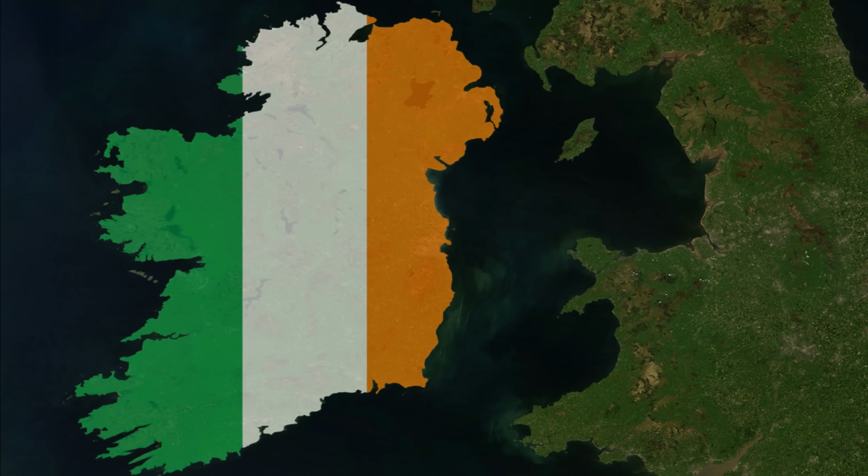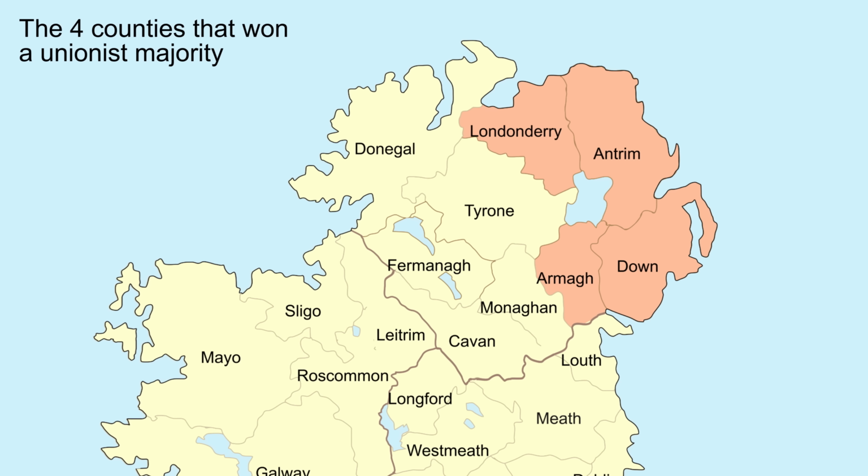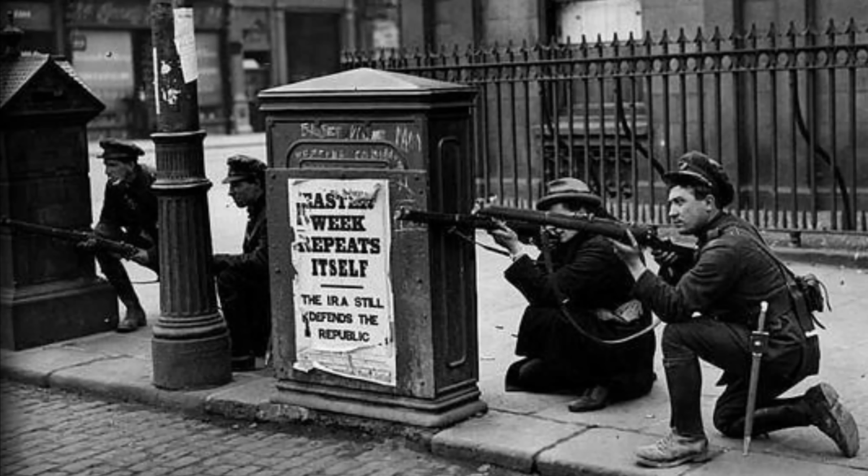The Irish Republic claimed the whole island of Ireland, but there was a lot of support for the Union in the north, especially in Ulster, in which 4 of the 9 counties won a Unionist majority. This led to the Irish War for Independence, primarily between the IRA and the British Army.